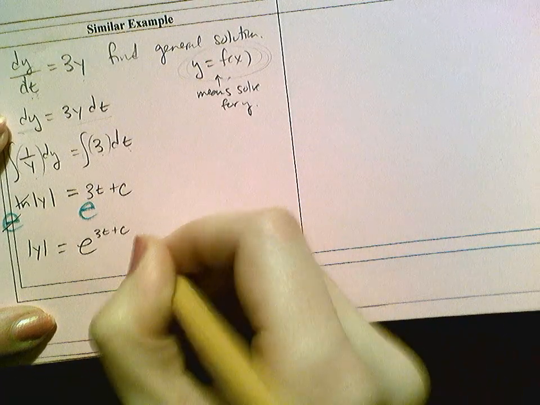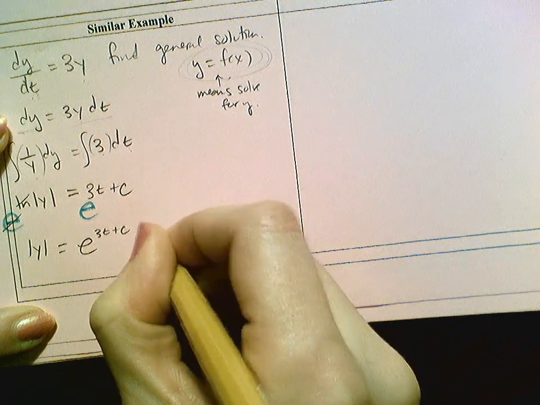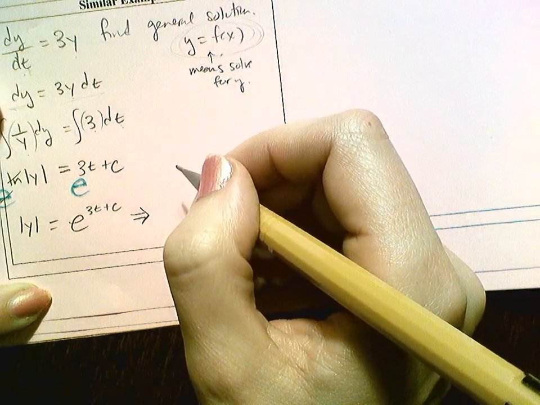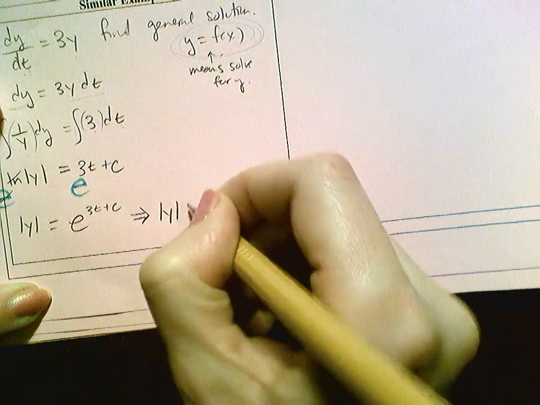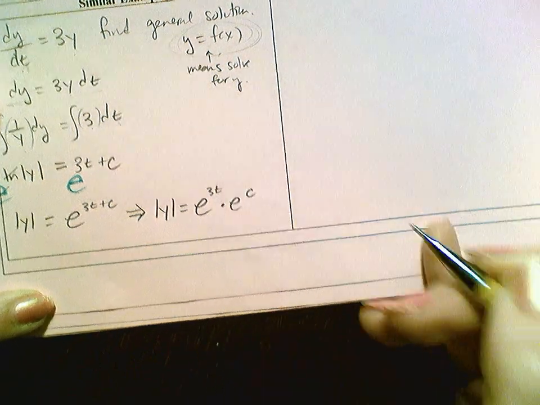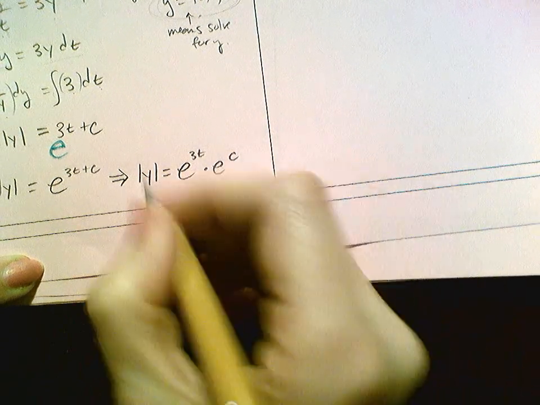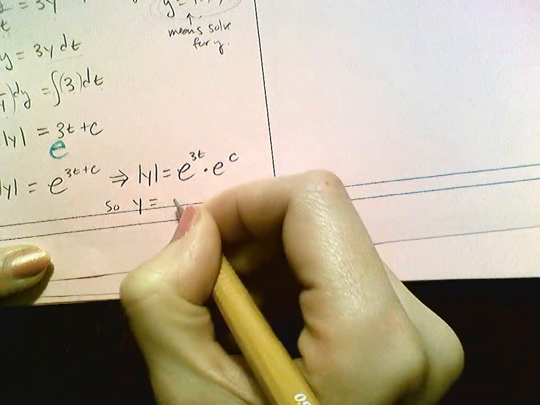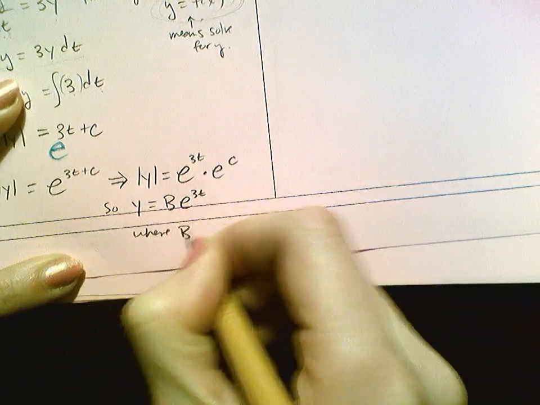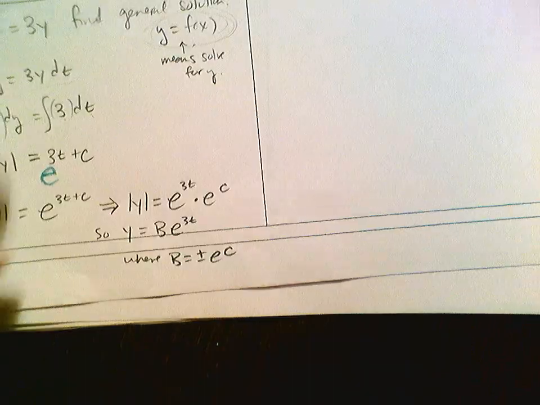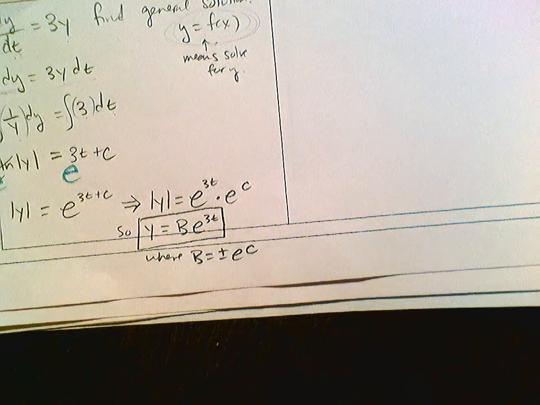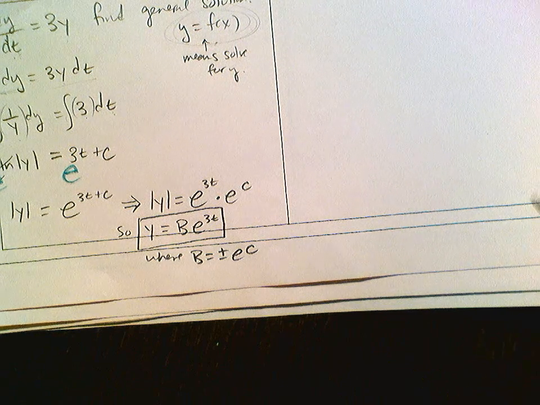Okay? And then we practiced this in a video. I think we just went like this. Okay, so then absolute value of y equals e to the 3t times e to the c. Okay, and then I'll say, so y is equal to, I'll use b e to the 3t, where b equals plus or minus e to the c. All right, now they're not giving me an initial condition, so I can't find what b is. So there's that.